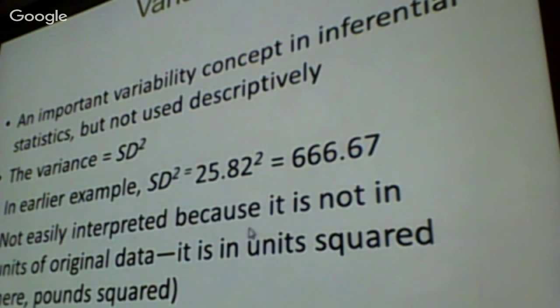So we can't interpret it well because it's not in the original units. If my sample here is pounds, my standard deviation is also in pounds. The typical person is 25.8 pounds away from the mean. The variance is pounds squared. Doesn't mean anything, right? That has no actual physical meaning. It just has a mathematical meaning. So keep that in mind. The variance is the unit squared as well.